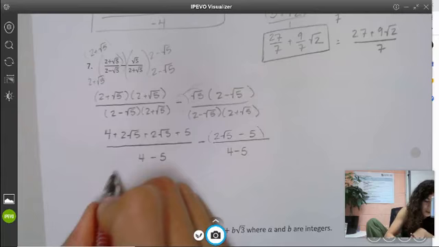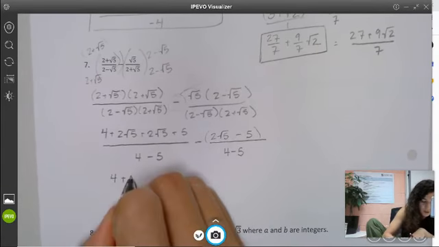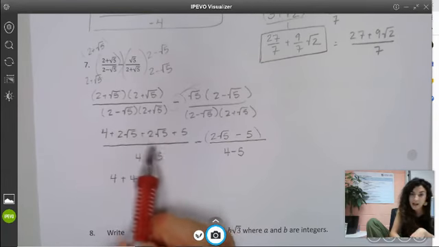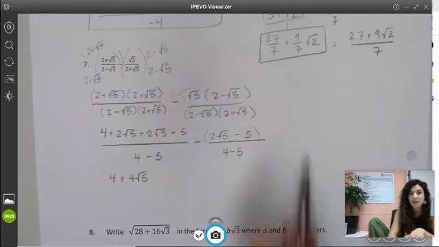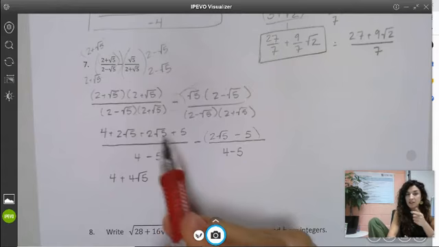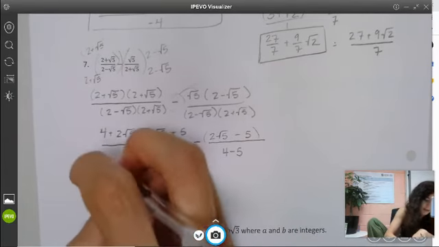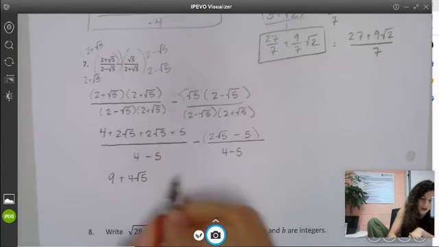So I'm going to put parentheses in my numerator. I've got 4 plus, this is going to be 4 square root of 5, because we've got 2 of the square root of 5s and then another 2 of the square root of 5s, so they combine together to be 4 of those. We can think of it as a variable: if we have 2x here and 2x here, they would combine to be 4x. Oh, and this 4 and the 5 combine to be 9. So I'm going to do 9 plus 4 square root of 5.